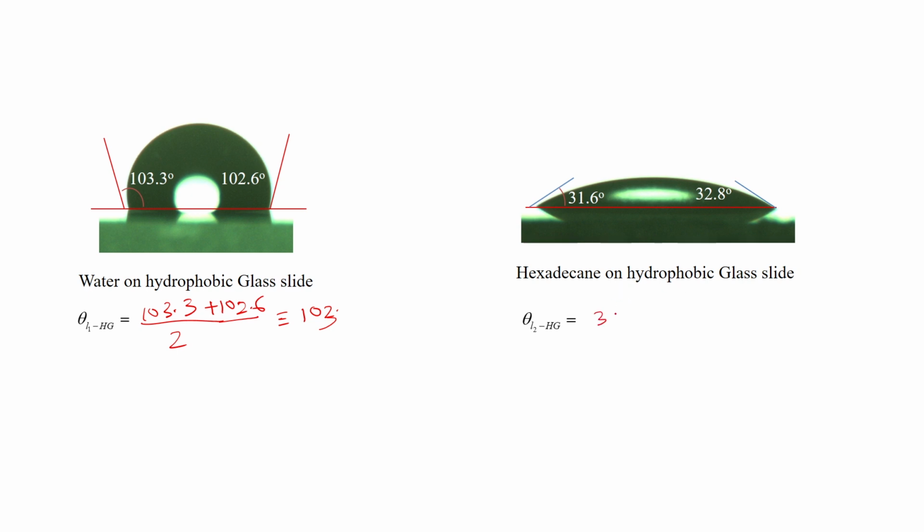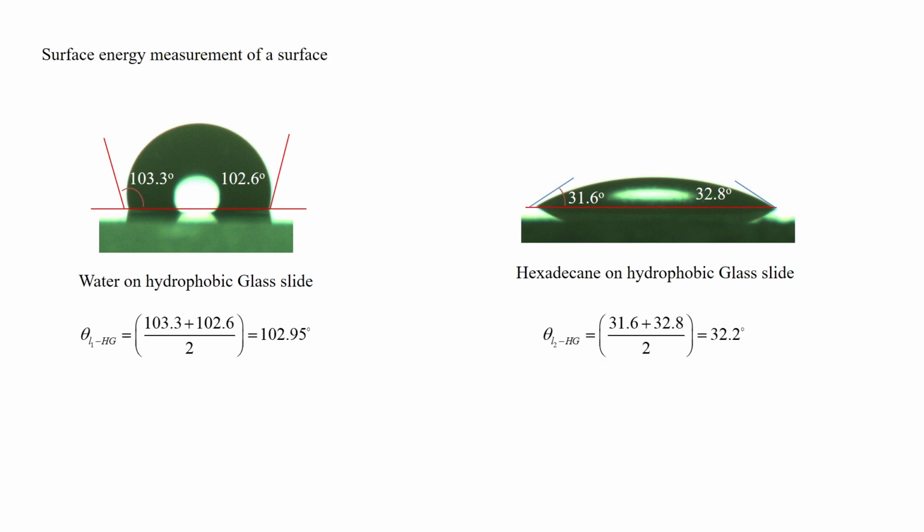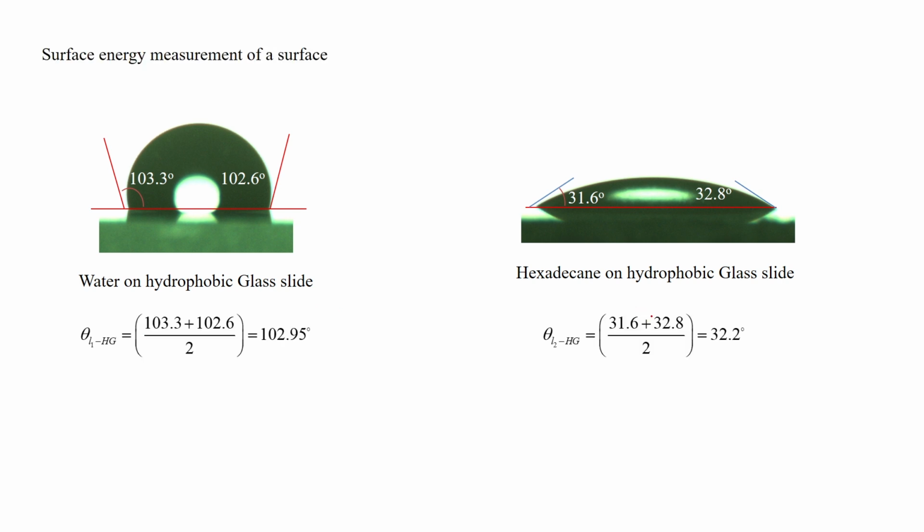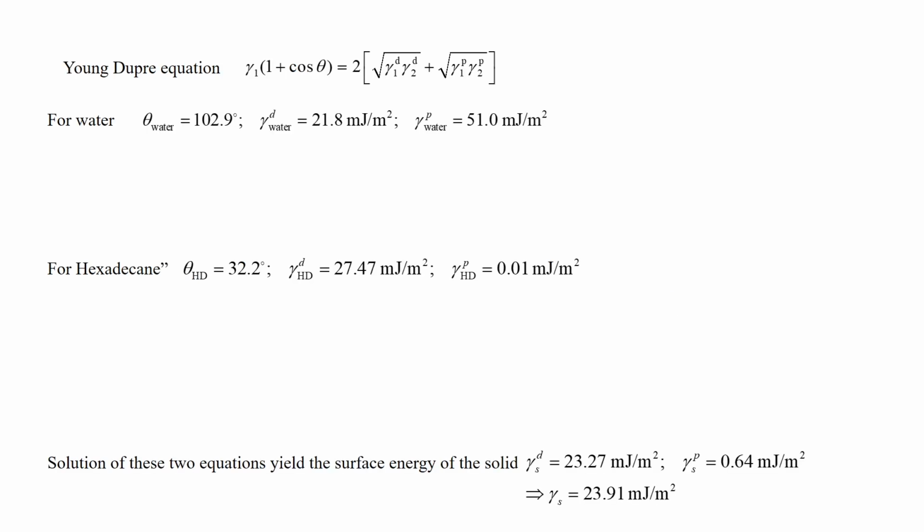So, it was 32.3 here, let us say 32.1 here, like that. How much did I get here? 32.2 here and 103 here, let us say 32.2, okay, 32.2 here, like this. And then we use that equation here, the Young-Dupre equation. So, the Young-Dupre equation is like this.